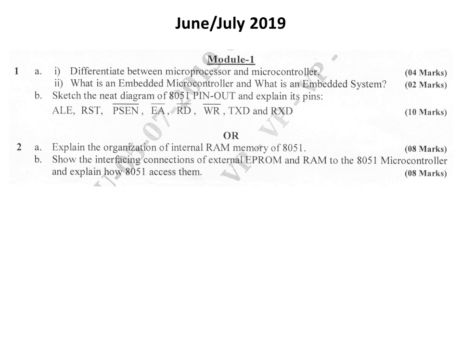The next question is very important, that is sketch the neat diagram of 8051 pinout and explain its pins: ALE, RST, PSEN, EA, RD, WR, TXD and RXD. It is asked for 10 marks.